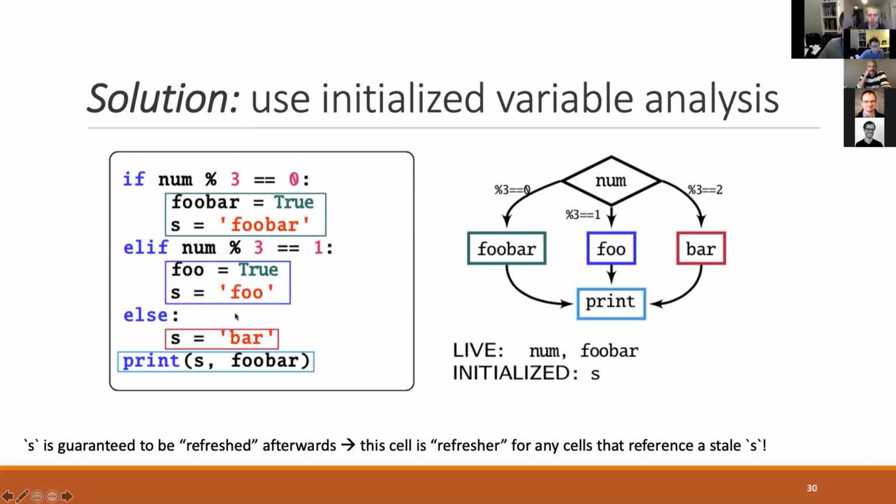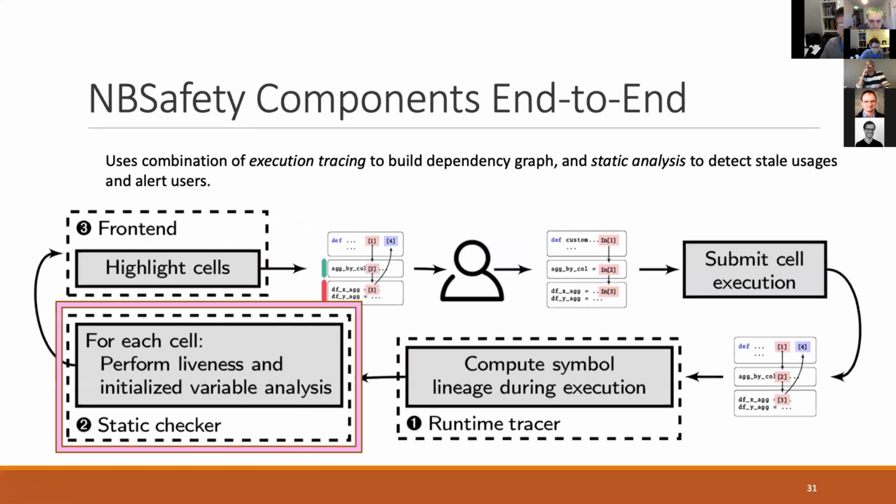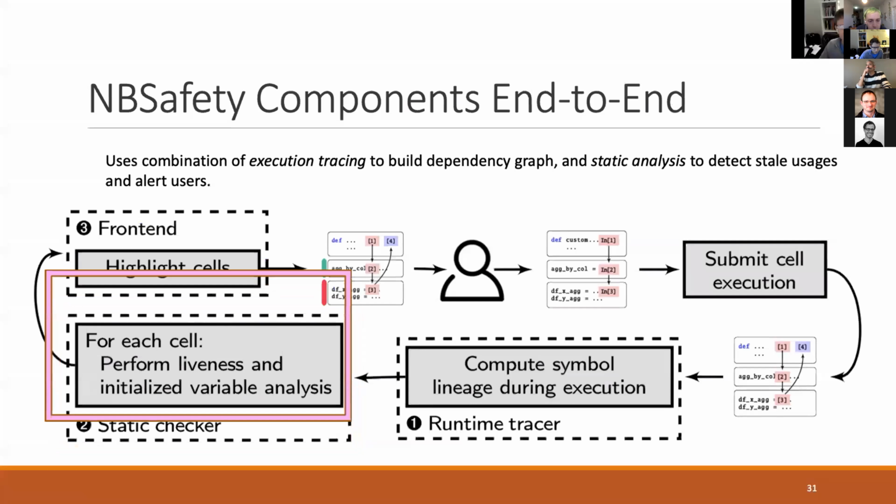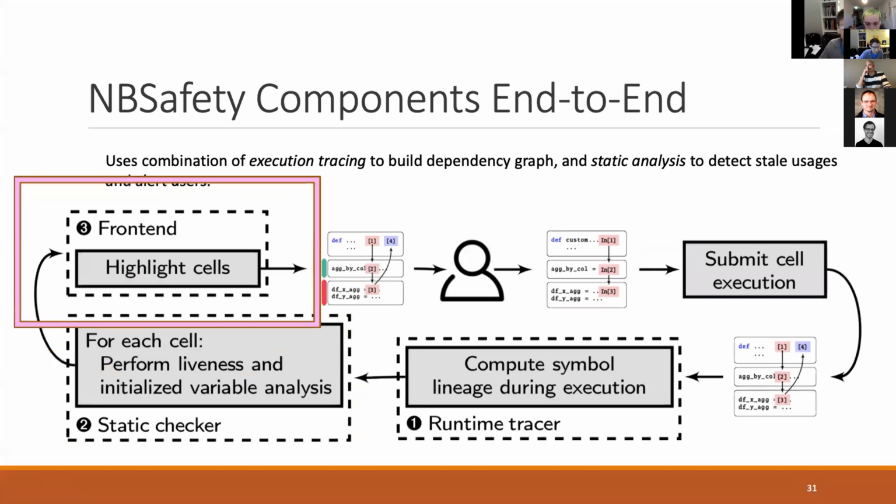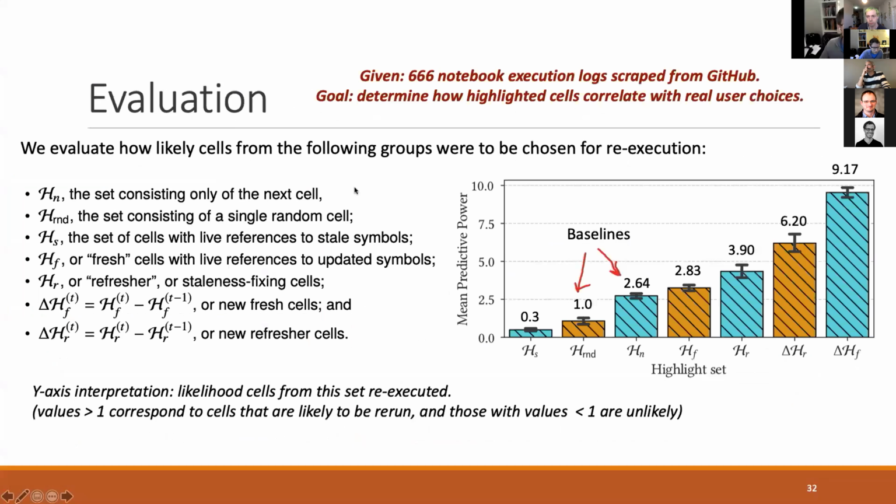This initialized variable analysis only needs to be run once for each cell in a notebook. So we no longer have that quadratic complexity if we were to use liveness analysis on its own for computing refresher cells, that is. So finally, we already saw how the front end leverages these analyses to present cell highlights to the user that alert them of both staleness issues and staleness fixes using those highlights from before.